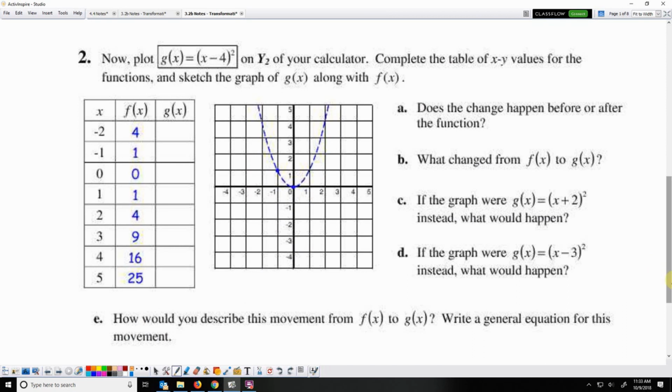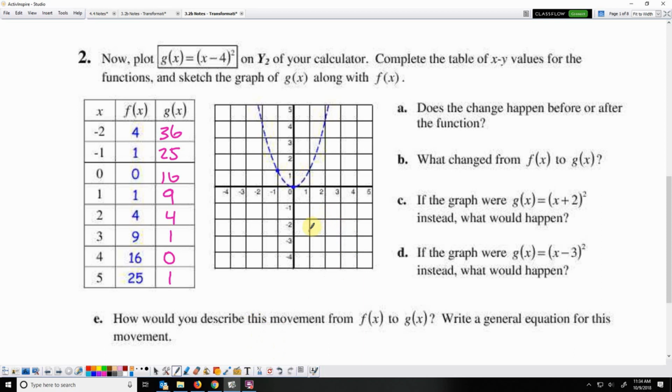All right, so the next one, we start with this square function again, this parabola, and this time it's x minus 4 squared. So if x is negative 2, minus 4 is negative 6, squared is 36. Negative 1 minus 4 is negative 5, squared is 25. 0 minus 4 is negative 4, squared is 16. 1 minus 4 is negative 3, squared is 9. 2 minus 4 is negative 2, squared is 4. 3 minus 4 is negative 1, squared is 1. 4 minus 4 is 0, squared is 0. And 5 minus 4 is 1, squared is 1.